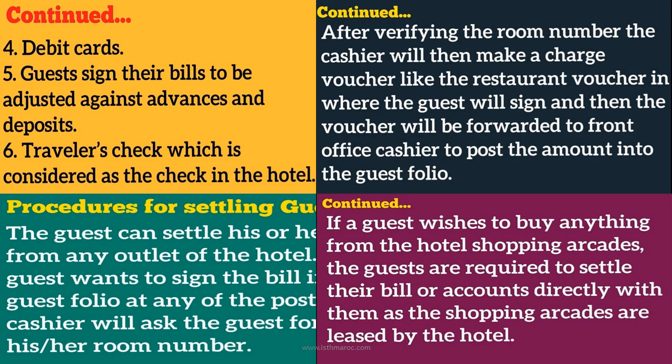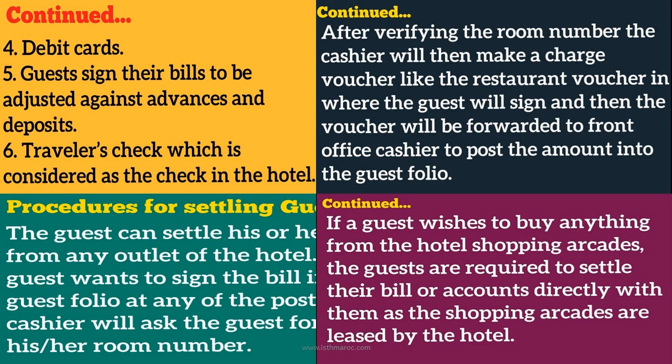After verifying the room number, the cashier will then make a charge voucher, like the restaurant voucher, on which the guest will sign, and then the voucher will be forwarded to the front office cashier to post the amount into the guest folio. So this is as simple as that.